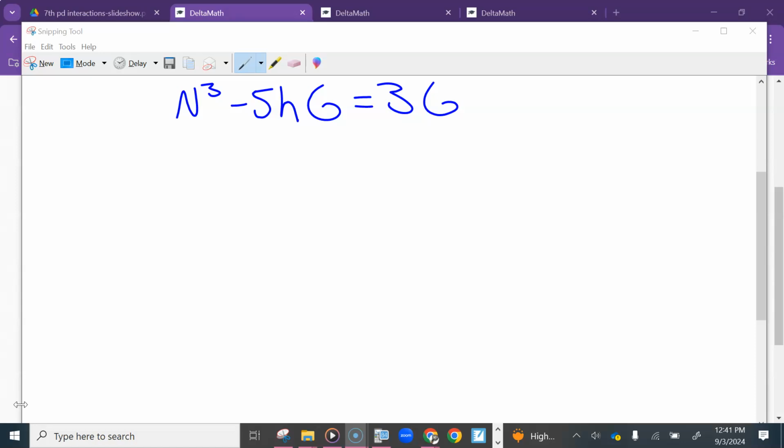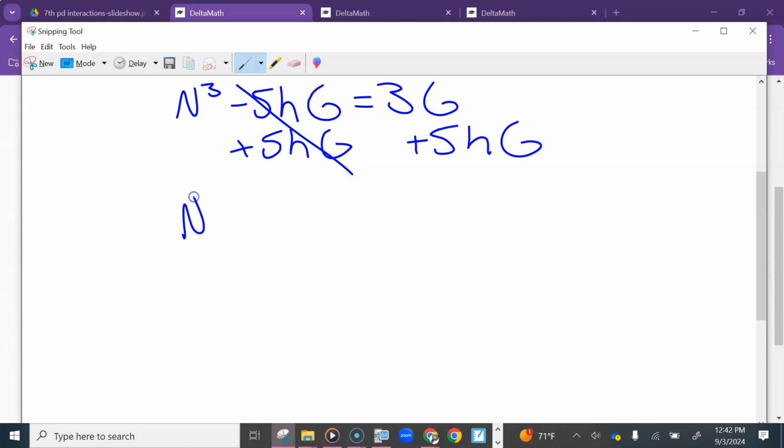So in the problems that we did in class, we didn't have one like this. I may have showed you an example like this, but I don't remember. We want to get all of the g's on the same side. So I'm going to move this term over by adding, so that this middle term cancels, and I'm left with capital N to the third equals 3g plus 5hg.